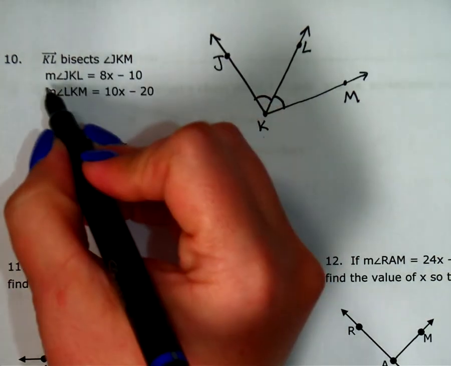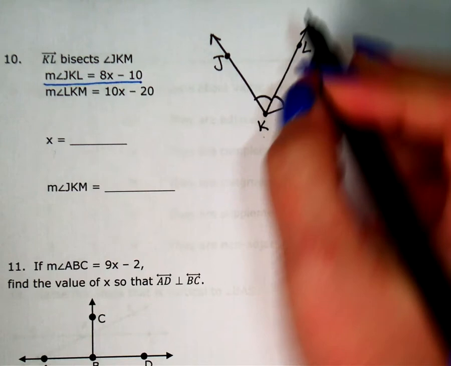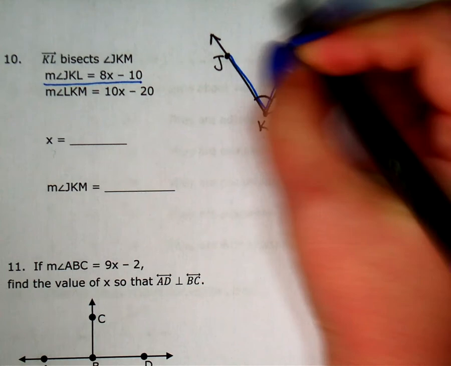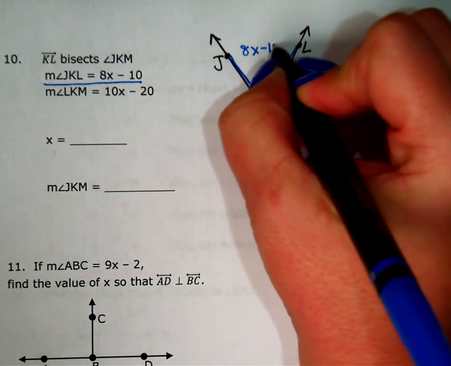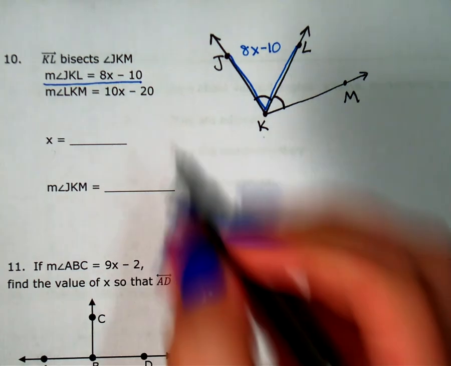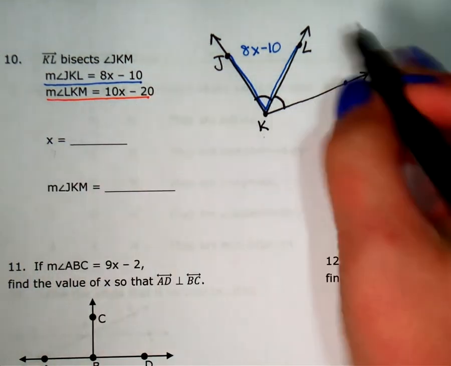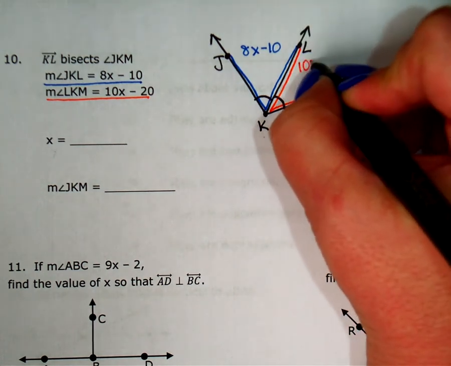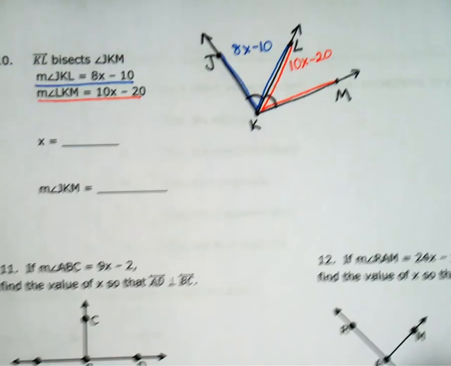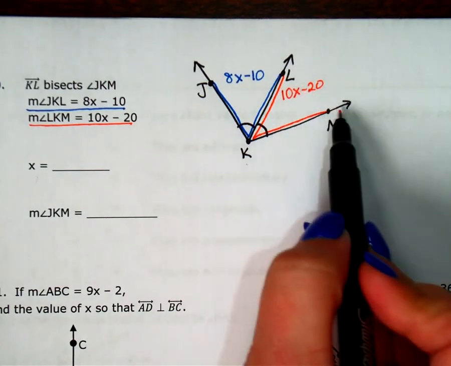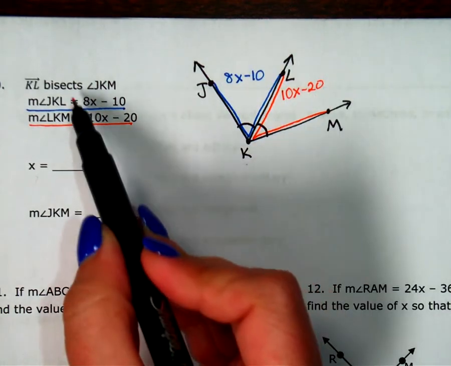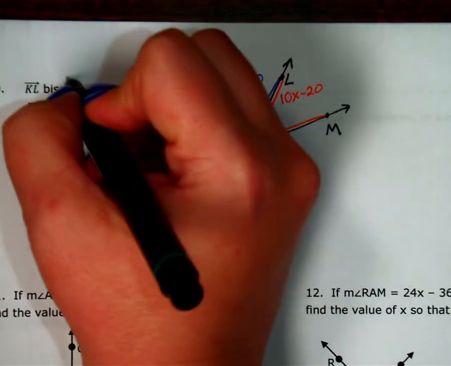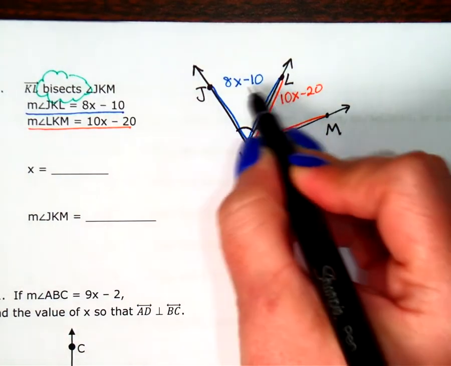Okay, so now the measure of angle JKL is 8x minus 10. So let's see where that is. JKL is 8x minus 10. And the measure of angle LKM is 10x minus 20. LKM is 10x minus 20. Okay, so originally, remember, we had added these two together and said they equal the whole thing, but they haven't given me information about how big the whole thing is. Since I've seen the word bisect, I know that means that these two angles equal each other.